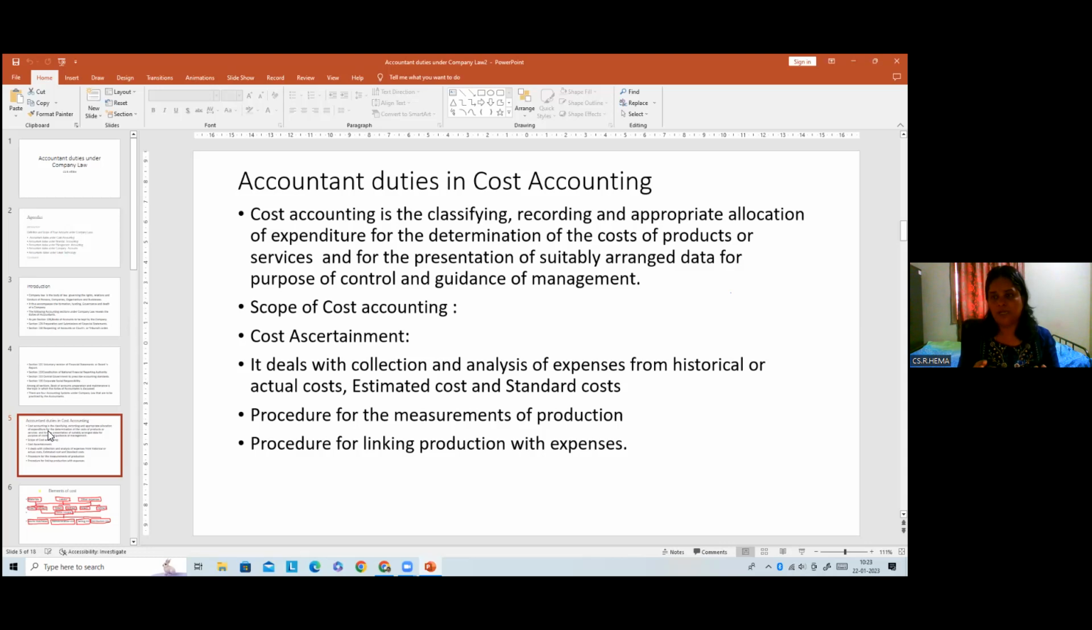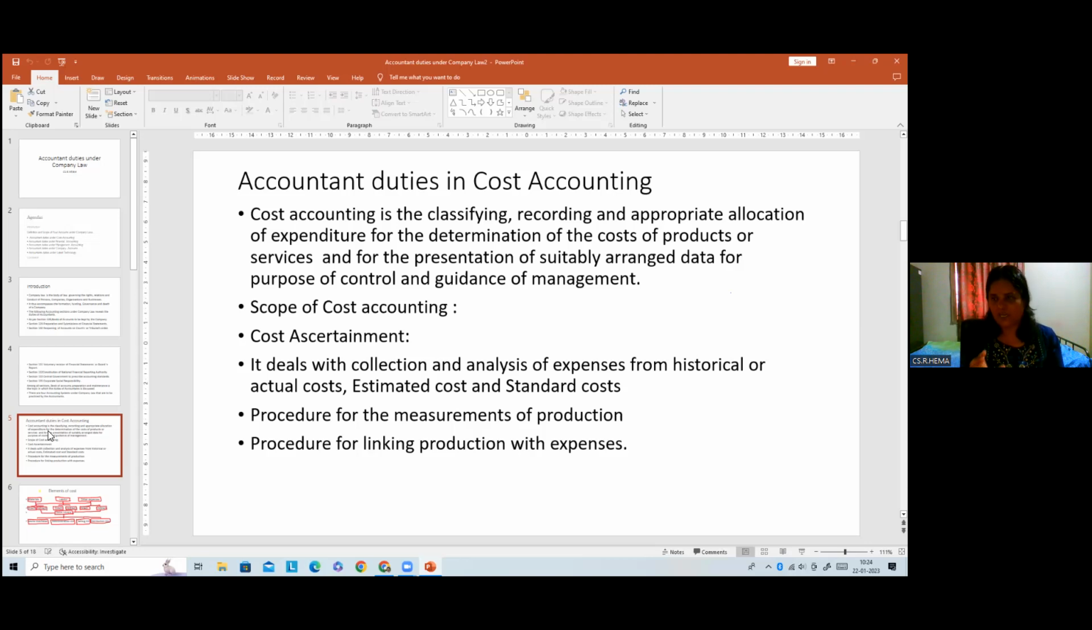First of all, what is the meaning of cost accounting? Just a small piece of information. Cost accounting is classifying, recording, and appropriate allocation of expenditure for the determination of the cost of products or services, and for the presentation of suitably arranged data for purposes of control and guidance of management. One company manufacturing one product has some expenditure. That expenditure should be classified, recorded, and appropriately allocated. Raw materials should likewise be classified, recorded, and allocated, for determination of the cost of the products or services. So this is cost accounting.